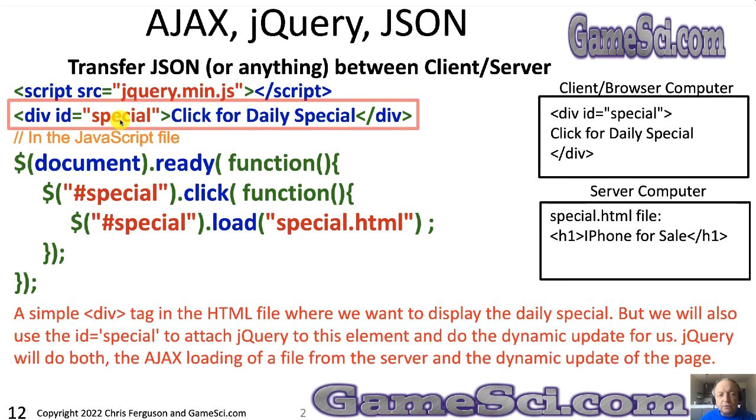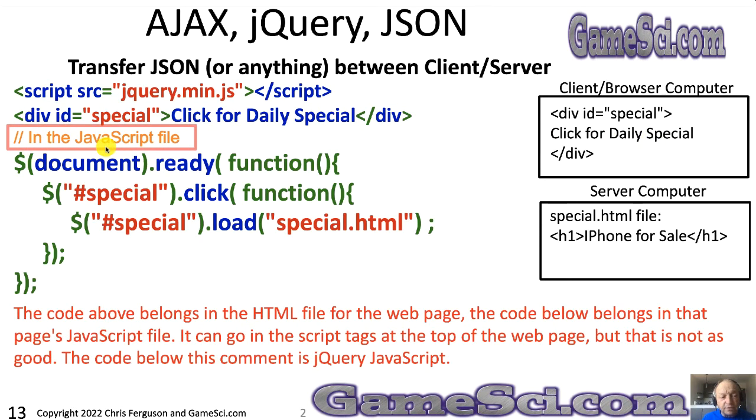Div ID equals special. Click for daily special, end of div. A simple div tag in the HTML file where we want to display the daily special. We will also use the ID equals special to attach jQuery to this element and do the dynamic update for us. jQuery will do both. It'll do the AJAX loading of the file from the server, and it will do the dynamic update of the page. So this is a div tag as it would appear on the browser web page. This is the tag, and it'll say click for daily special. And the intention is if I click on this area of the screen, it will load and display a special.